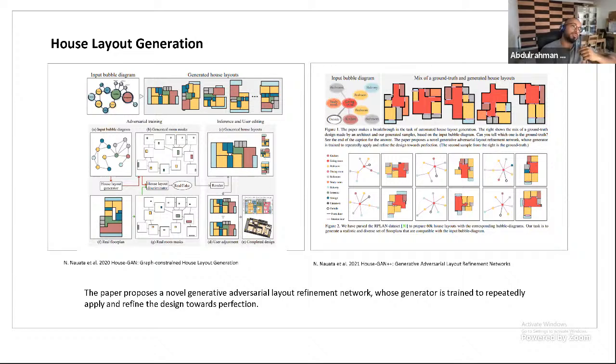House layout generation, which is GAN and GAN++. They try to embed the bubble diagram into machine learning, to transfer from a graph, using graph theory, into a generated layout of the house. So this is GAN in 2020, and this is GAN++, which is a similar approach in 2021.